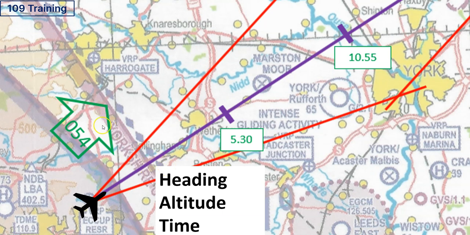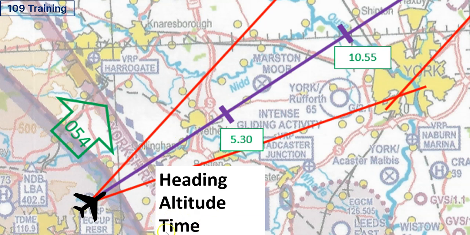So heading, check I'm definitely on the correct heading, so I'm on 054. Altitude, whether I'm remaining at 2,000 until clear of controlled airspace or whether I'm at 3,000 by that point. And then time, I'm going to check that the clock is running. And that's a really important one.